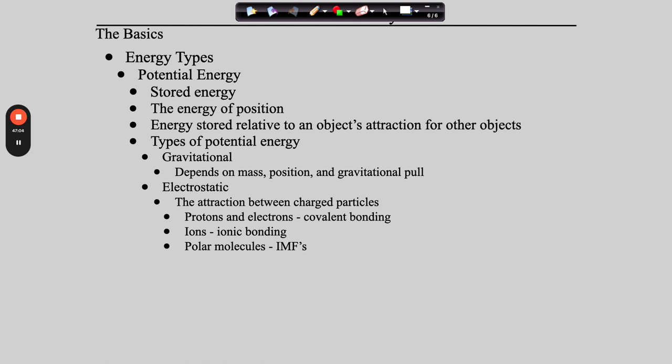But guys, for us, the one that we're going to talk about is electrostatic potential energy. And guys, that is the attraction between charged particles. We understand we call that a Coulombic attraction. Well, don't write it down. And guys, this is protons and electrons in covalent bonding, ions in an ionic bond, and then the IMFs between polar molecules. If you're okay with that, it's a good enough foundation.